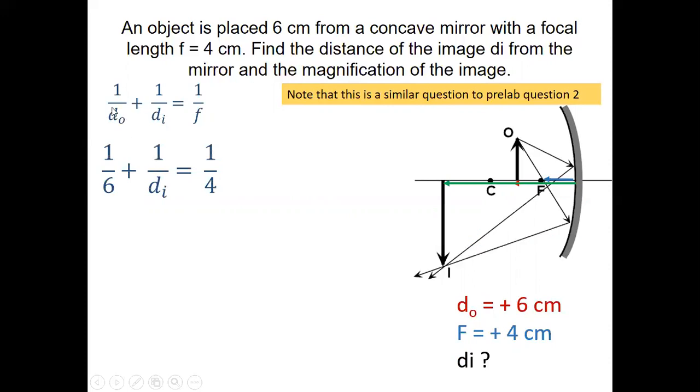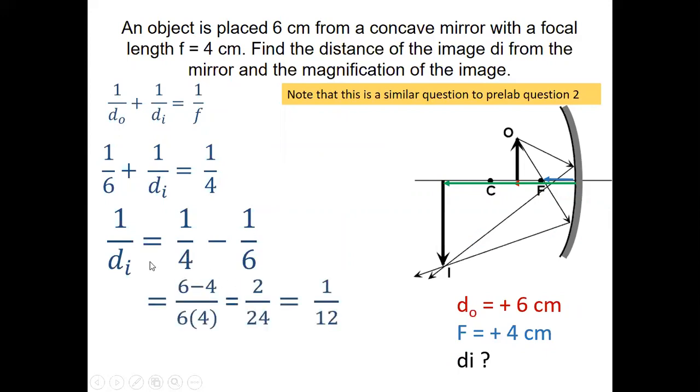So let's substitute the numbers. D naught is 6. So 1 over 6 plus 1 over di, because I don't know di yet, that's what I'm looking for, equals 1 over the focal length, which is 4. All right, let's do a little math. I need to solve for di. So I'm going to keep 1 over di on one side of the equation by itself, and take the other terms to the other side. So I get 1 over 4 minus 1 over 6. Now you need to solve for these fractions. When you're subtracting 2 fractions, you need to think about the common denominator. It's going to be 24, and 6 minus 4 is 2. So it will be 2 over 24, and that's 1 over 12.